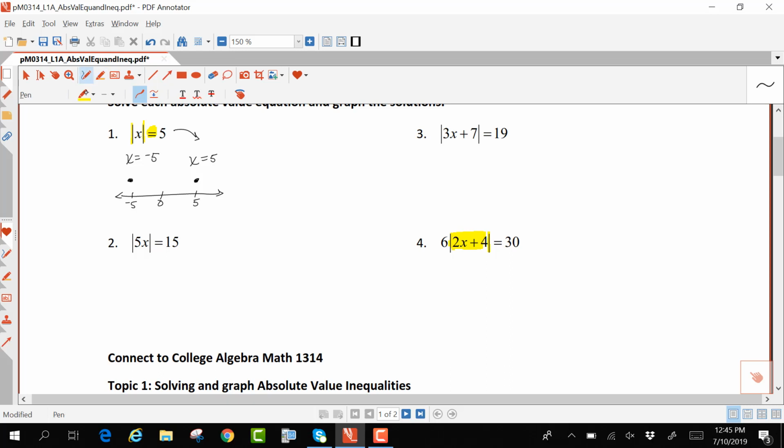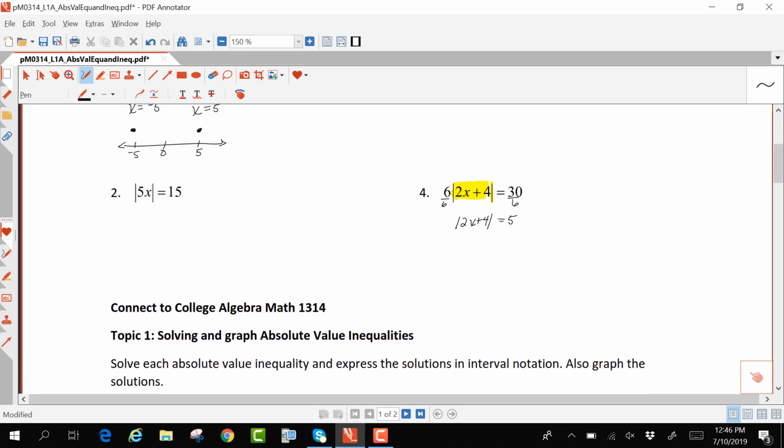So in order to do that, we need to come in here and divide this 6 off from in the front. So divide the 6 off of each side of this absolute value equation, so that now your absolute value equation has the absolute value term isolated or alone on the left side of this equation. Once it's alone and isolated, then you can branch into two equations without the absolute value symbol.